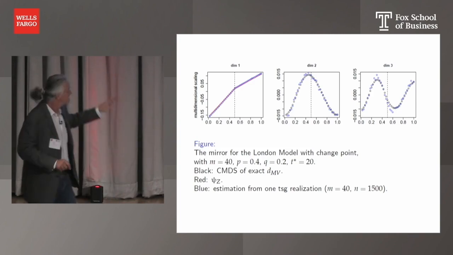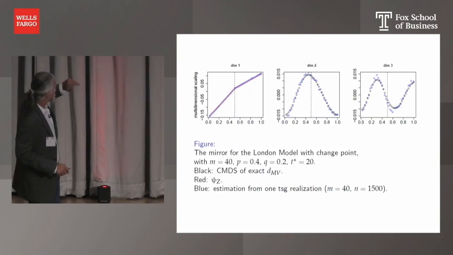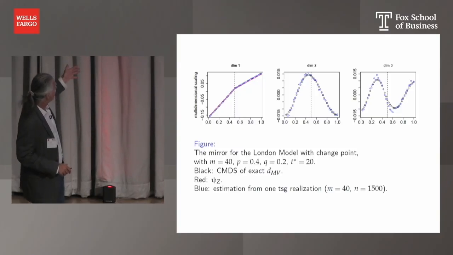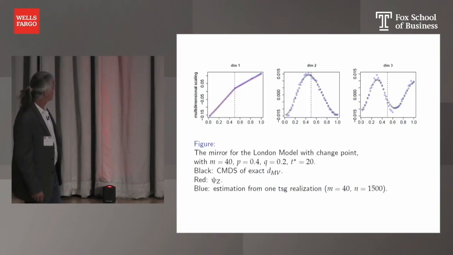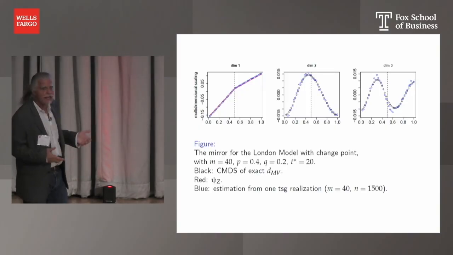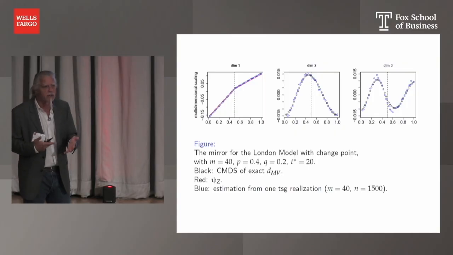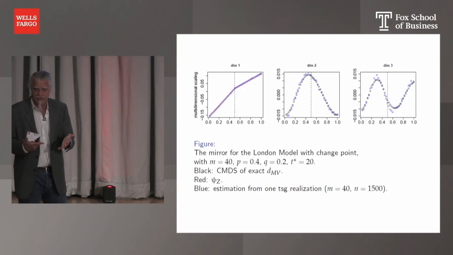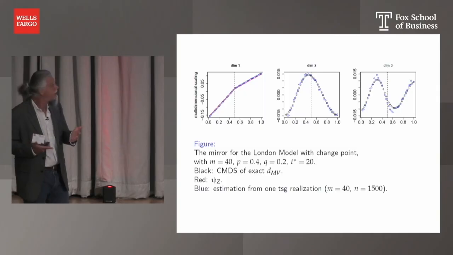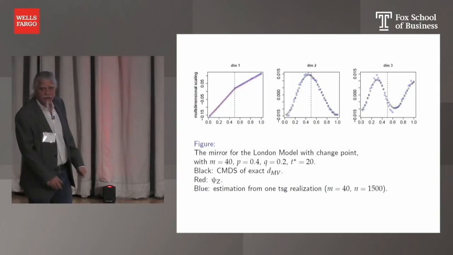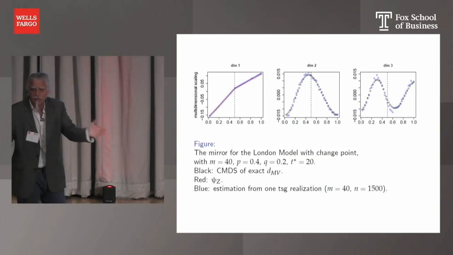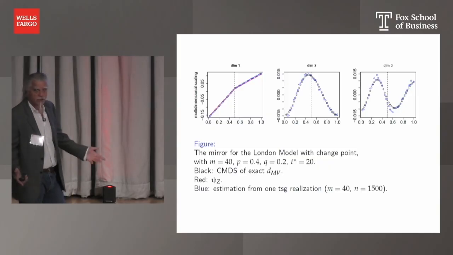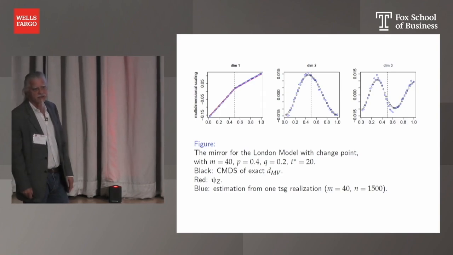Just go to the picture. So here's the London model with the change point, and again we have black, which is this exact calculation via CMDS. We have the red, which is no longer the theoretical approximation, now it's the limit, the limiting object. And again, black and red are right on top of each other. And again, the blue, the estimation from an actual realized time series of networks, looks like it's trying to be there. But now we have something at least as interesting to look at.